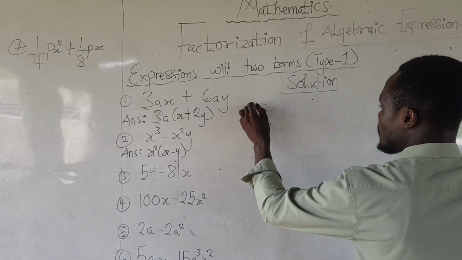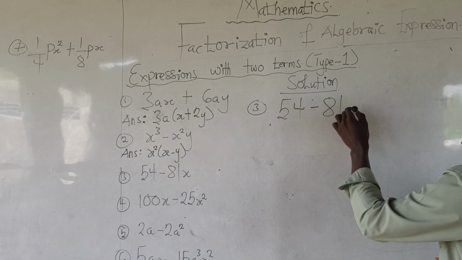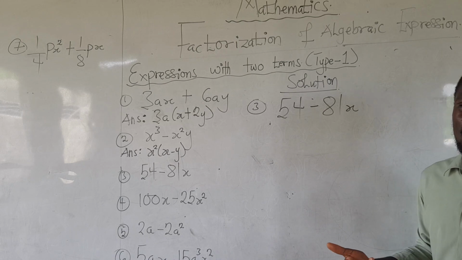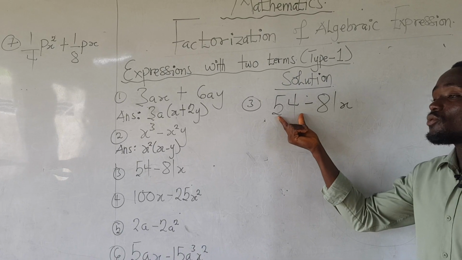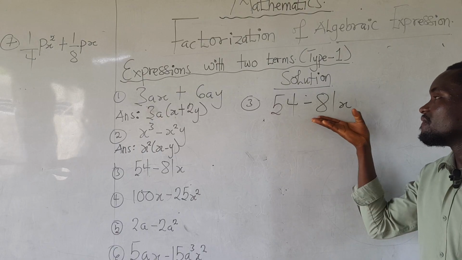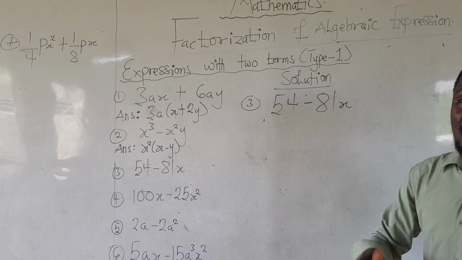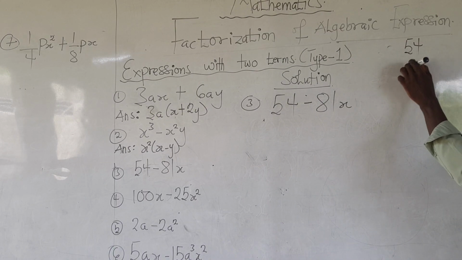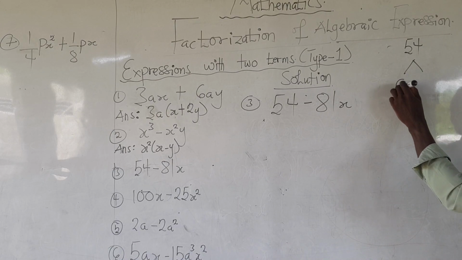So with question number 3, I have 54 minus 81x. All right. So this one also, as we said, we are going to identify the common term, a number that can be used to divide this and this one evenly without a remainder, or a number that can be found here and here at the same time. So in doing that, we are going to break down the 54 to get prime numbers throughout. Two numbers that when you multiply get 54. I can have 6 and then 9.